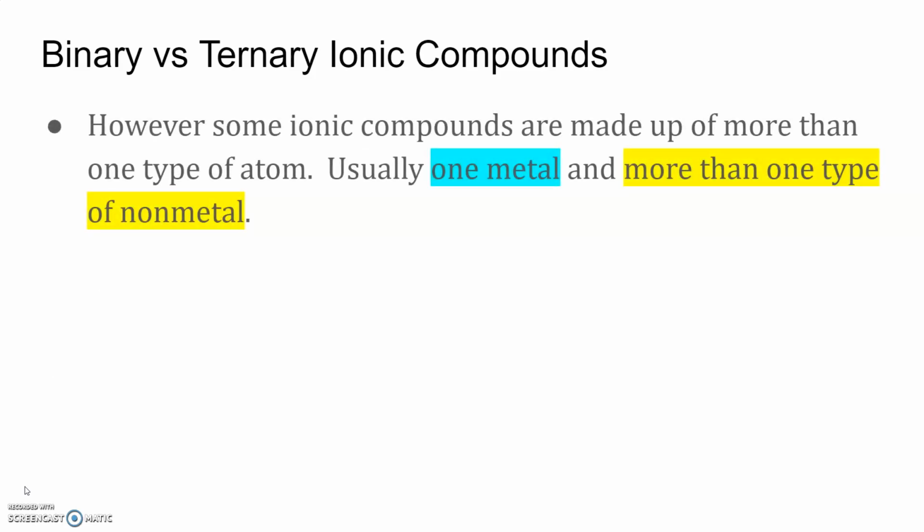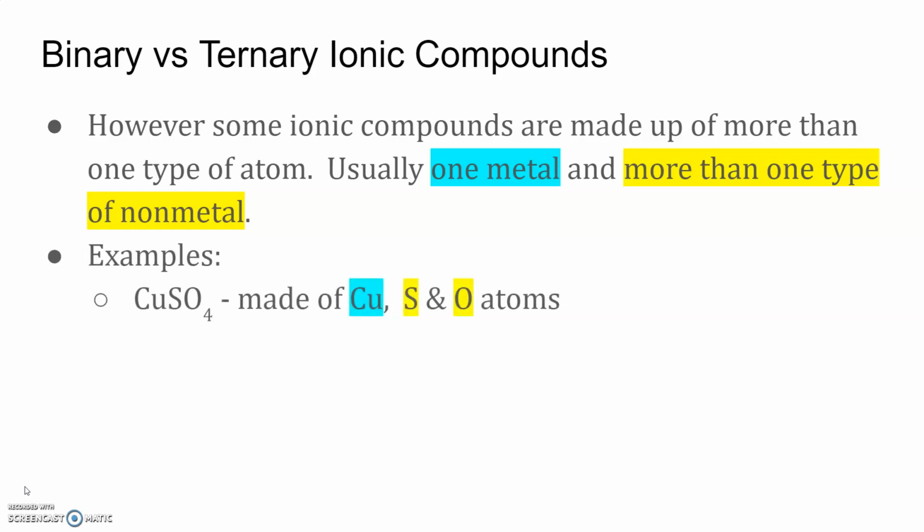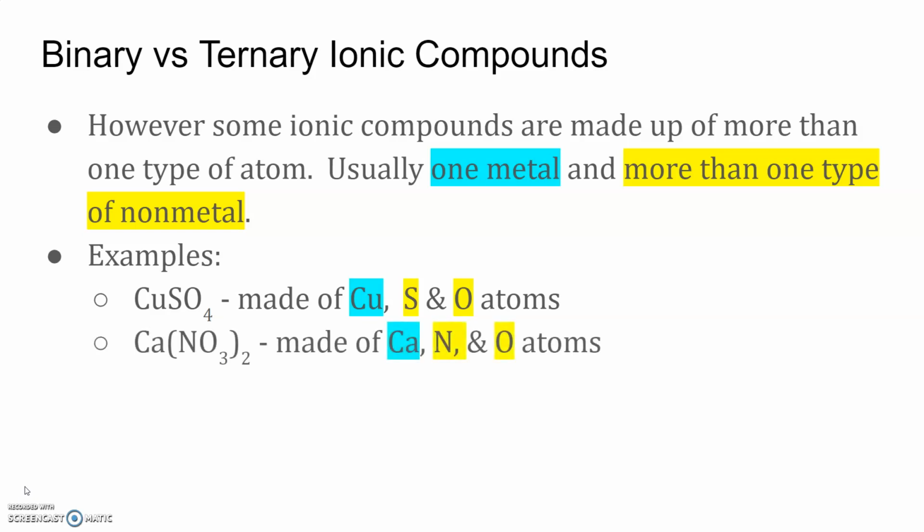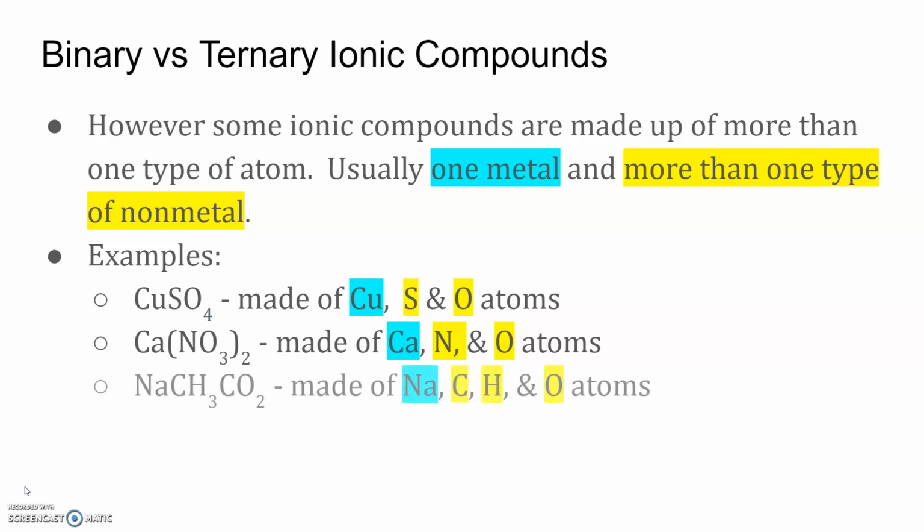However, you've seen some examples where the ionic compound is made up of more than one type, usually one type of metal and then more than one type of nonmetal. Examples of this would be something like copper sulfate. If you break this down, you have one type of metal, which is copper, and two nonmetals, sulfur and oxygen. Calcium nitrate would be another example. It has calcium and two nonmetals, nitrogen and oxygen.